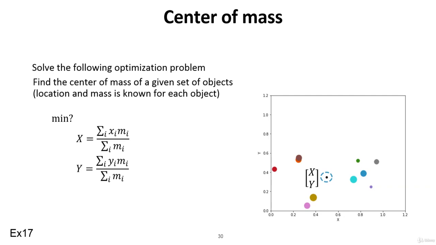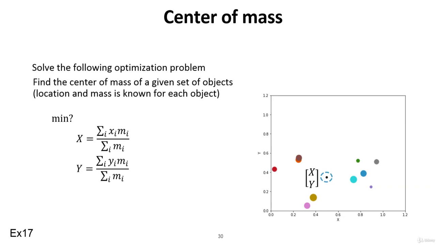Okay, this lecture is referring to calculation of center of mass. For this example, suppose we want to formulate it as an optimization problem, and the input data of the problem is as follows. So we want to find out the center of mass of a given set of objects, whose location and mass are known, and we want to find out what are the x and y coordinates of the center of mass.